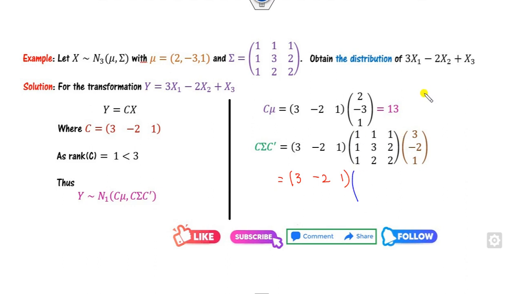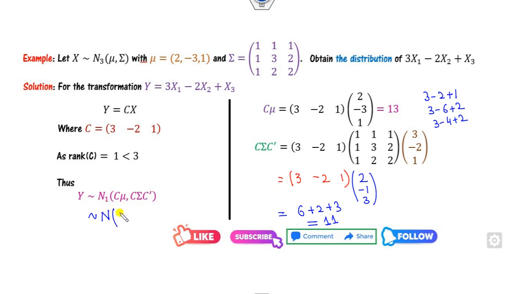So this will be 3 minus 2 plus 1. It is my 2. Then 3 minus 6 plus 2, it's a minus 1. The third number will be 3 minus 4 plus 2. It is my 3. Now you can multiply them. It's a 6 plus 2 plus 3. It will be 11. So therefore this Y will follow the normal distribution.